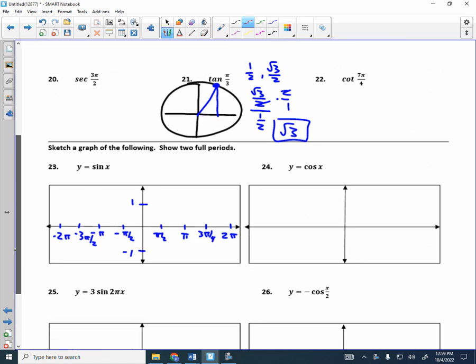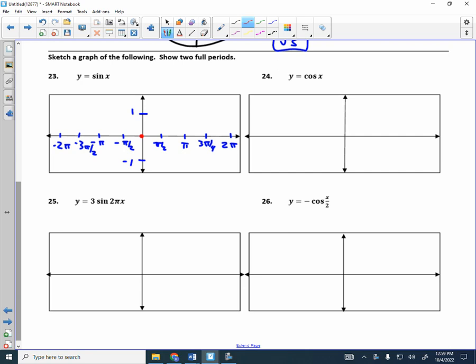So sine is going to start at 0, and then from there it goes up, because at 90, the sine value is 1. Then at 180, it's 0. And then at 3 pi over 2, it drops down to -1, and then there. And we can make a nice little sine wave, can't we?